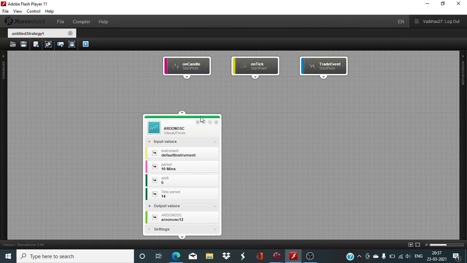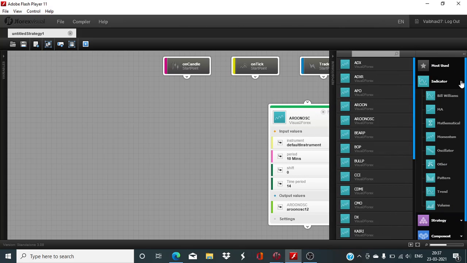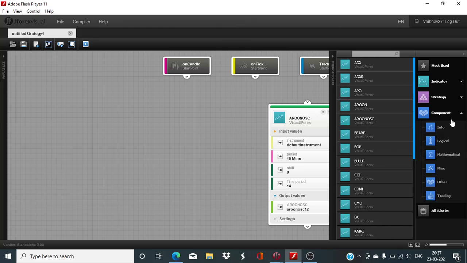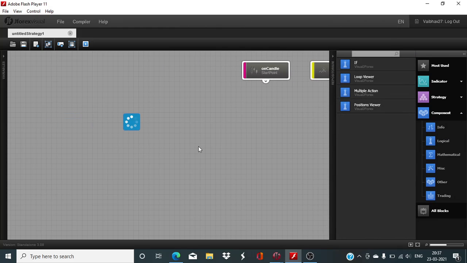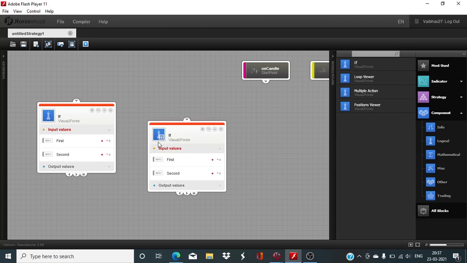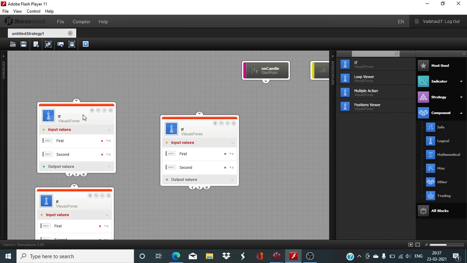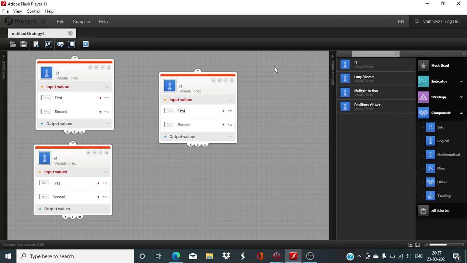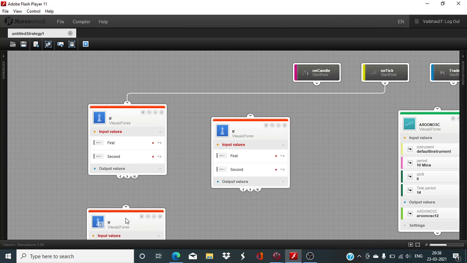So now we come back to the Visual JForex board, and here, first thing first, we will have to do the instrument subscription. For that, we will need a couple of if blocks. So I will take 3 if blocks, two for the instrument subscription, one for defining the position amount requirement. And this time around, we will use on tick as our initiation point, start point.